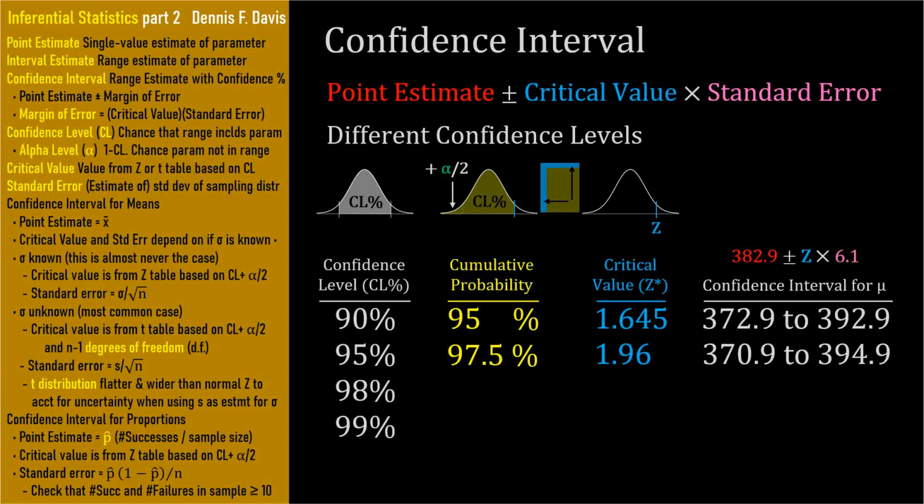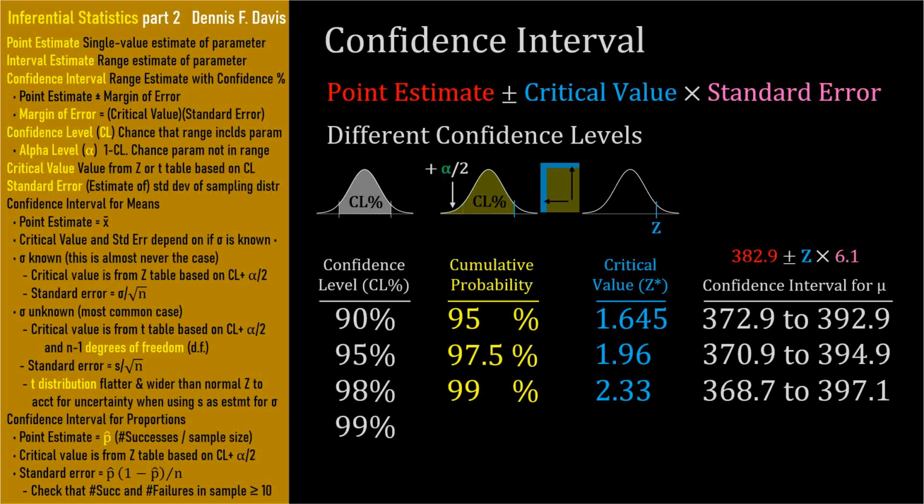For a confidence level of 98%, we have 1% in each tail, so the probability corresponding to the critical value is 0.99. The z-value for 0.99 is 2.33, and our interval is 368.7 to 397.1 minutes. The range got wider since our confidence level was higher.